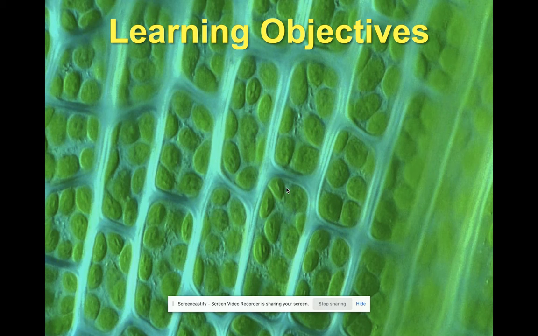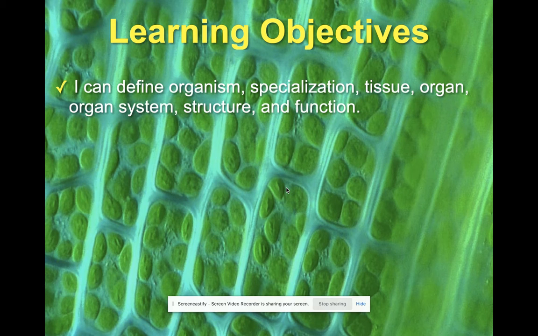All right, so in this lesson, our goals are this. We are going to be able to define an organism. You might still remember how to do that from lesson 1 of life science. A word called specialization, meaning when you get really good at one thing, well, that happens in plant and animal cells too. Tissue, organ, and then organ system, and then 2 other words, structure and function.